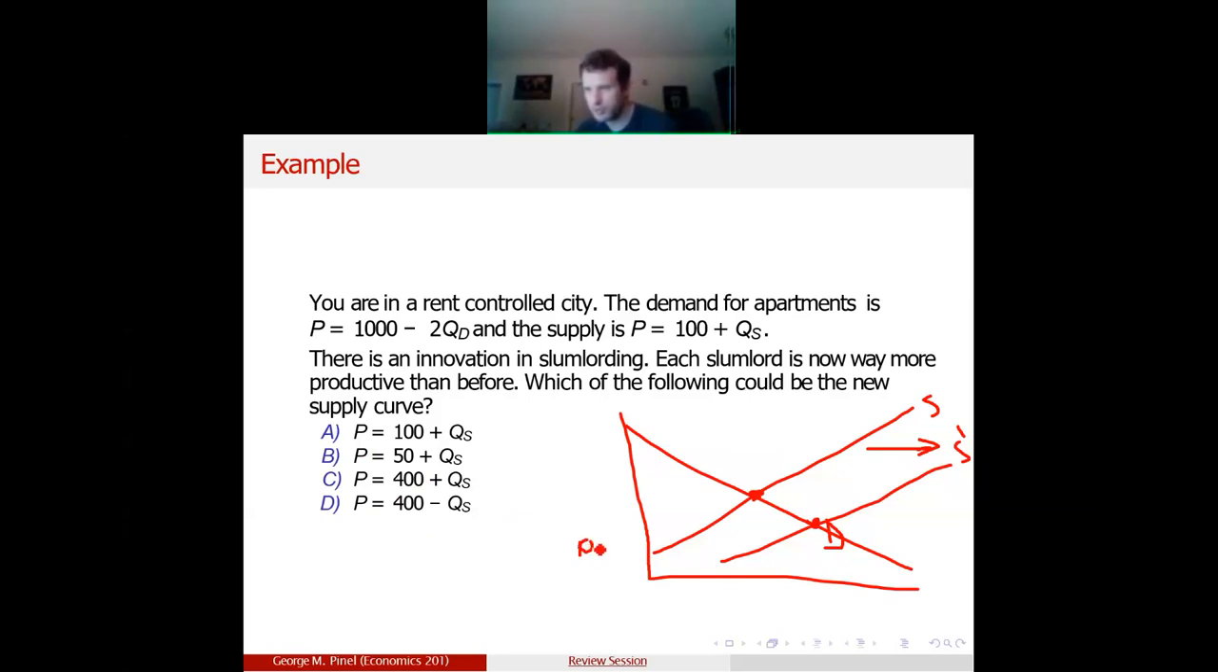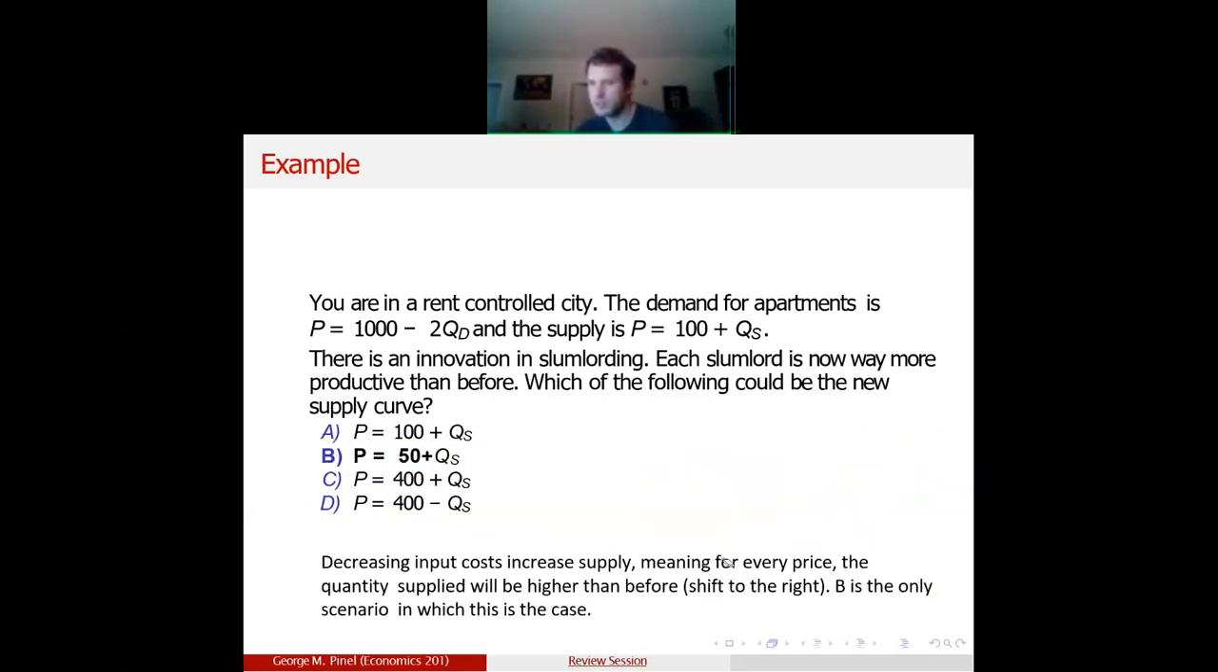So the old intercept was 100. The new intercept is lower than 100, so it can't be this, can't be this. This was the old one, so it's got to be this. Additionally, notice that this is negative. Okay, so it definitely can't be D. But the intercept shifts down, so it has to be B. Okay.